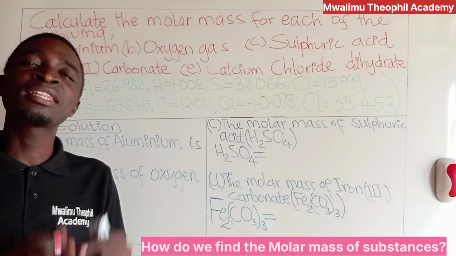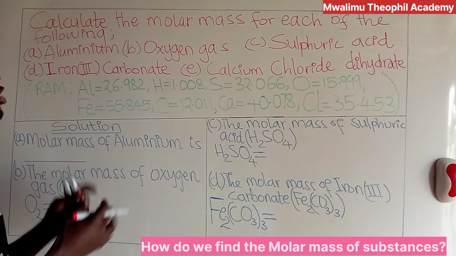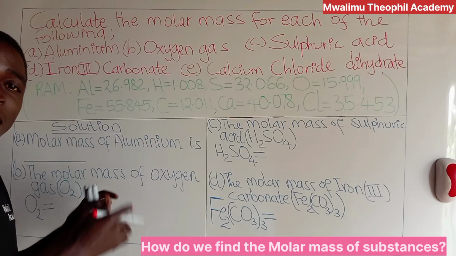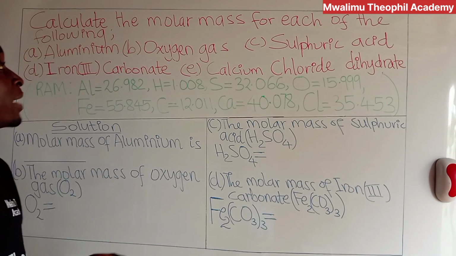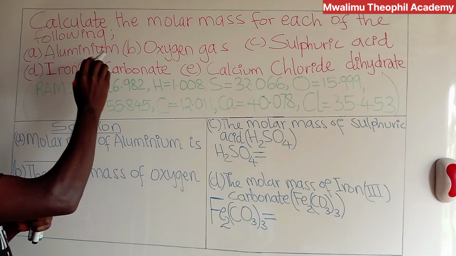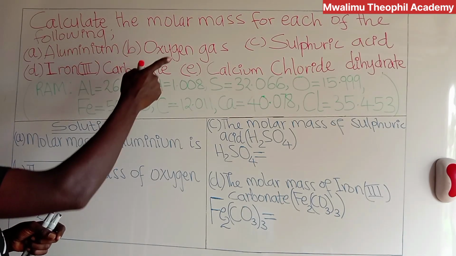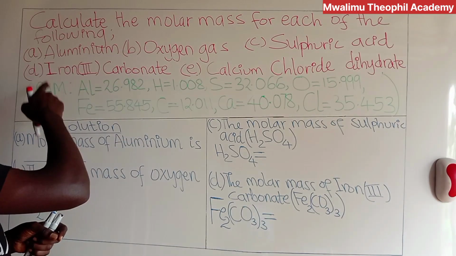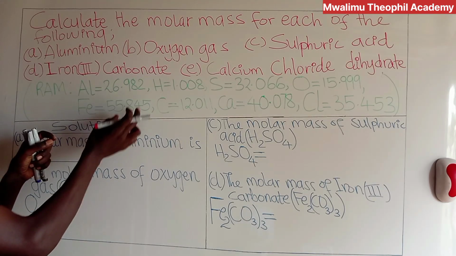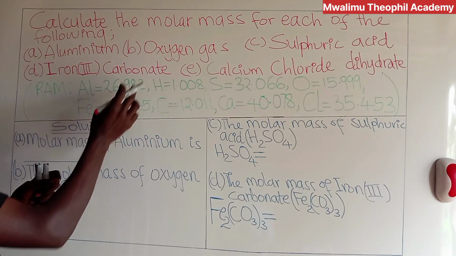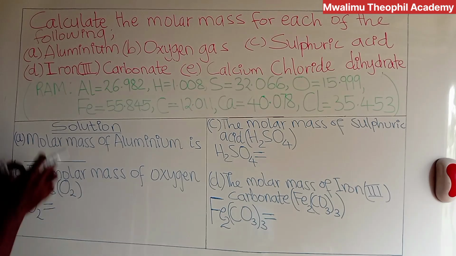Now, how do we find the molar mass of substances? Here we have various examples through which we are going to see how we calculate the molar mass of different substances. It states: calculate the molar mass for each of the following: A. Aluminium, B. Oxygen gas, C. Sulfuric acid, D. Iron 3 carbonate, E. Calcium chloride dihydrate. And we are given the list of all atomic masses for the elements used in these compounds. Now let us start the solution.